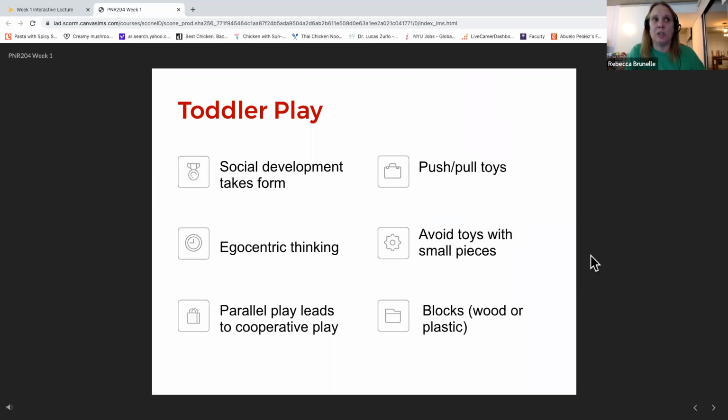Things that toddlers like to do: they really like push-pull toys. You want to make sure the toys don't have any small pieces they can choke on. They like blocks, parallel play. This is where they're playing near a kid, but not playing with the kid. They're very egocentric. This means it's all about themselves. Me too, me. But at the end of the toddler years, they're more interested in group play and stuff like that. They're starting to develop a social concept.